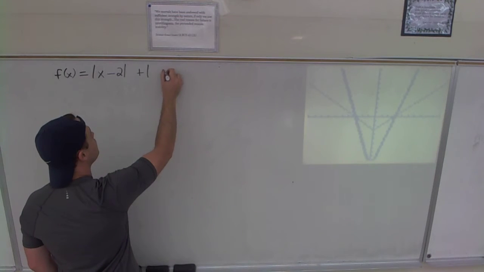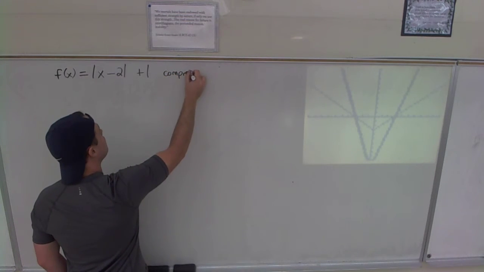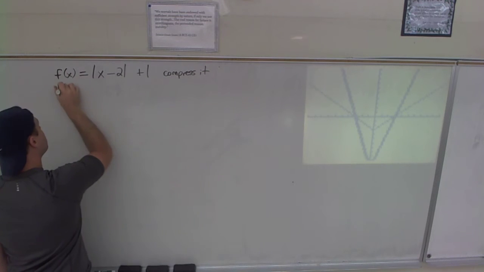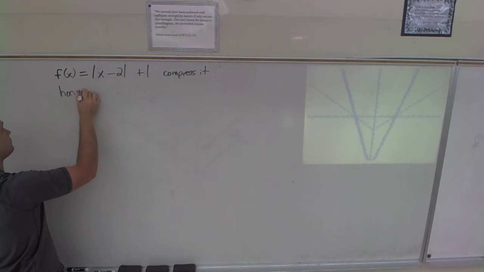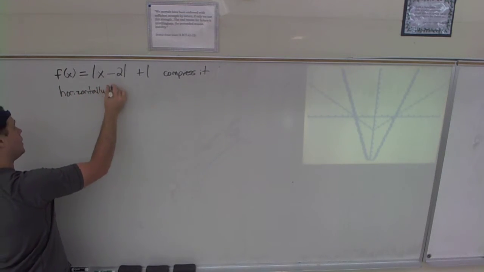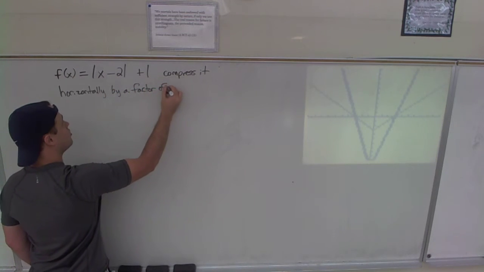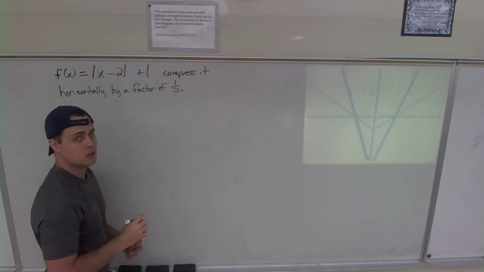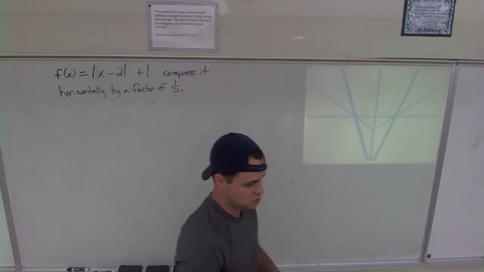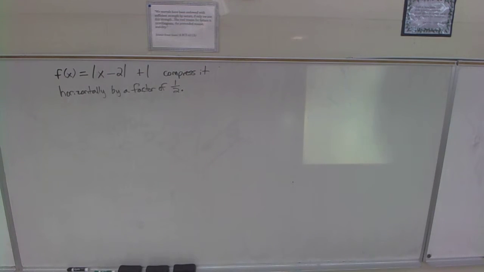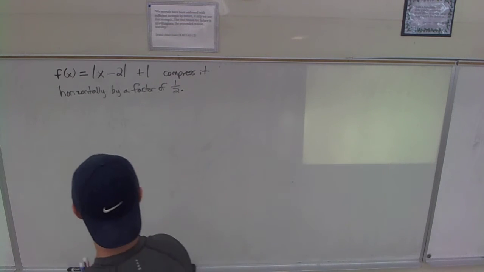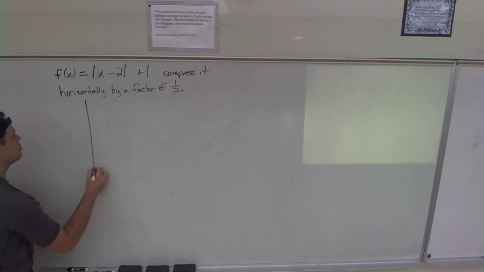Let's compress it horizontally by a factor of 1/2. So first we're going to draw it again. Let me get this one off here. So let's see, we're going to draw the original function.